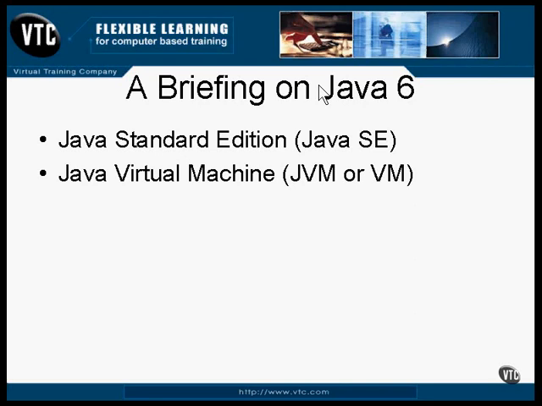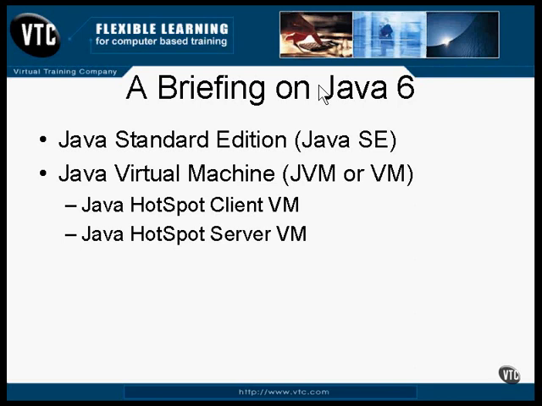The JVM from Sun is also called HotSpot, and it has two faces. The client VM is for platforms typically used for client applications. This version of the VM starts more quickly and uses less memory than the other. The server uses more memory but executes faster.